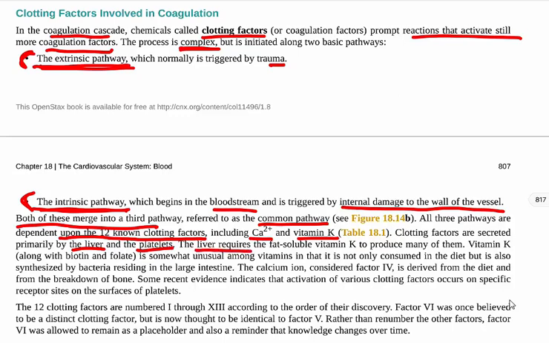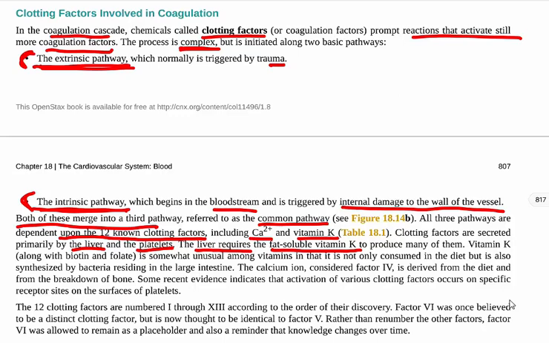The liver requires the fat-soluble vitamin K to produce many of them. So this is why perhaps you've heard that you need to have vitamin K in your diet. If you maybe bruise easily, or if your blood doesn't clot very quickly, you need to increase the vitamin K in your diet to try to initiate the production of more of these clotting factors. So if somebody is low in vitamin K, they're not taking in a lot of vitamin K, then they may take a long time to form this blood clot.